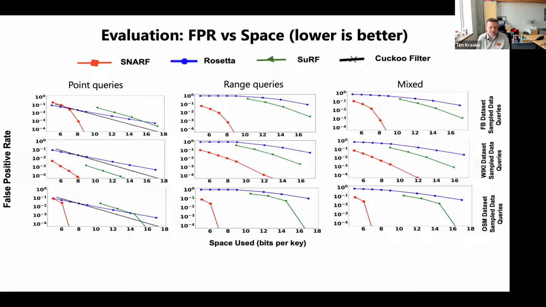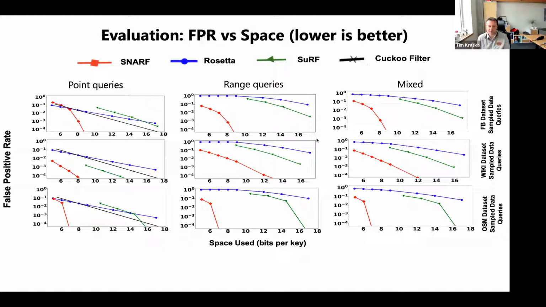So here we have a comparison between Rosetta, SuRF, as well as SNARF, which is our learned approach. So that's the name of it. And then the cuckoo filter, which only works for traditional point queries. What we show here on the far left is the point queries, so just looking up a single key.